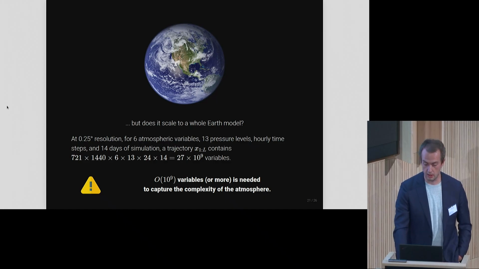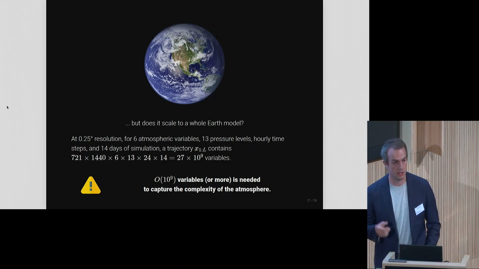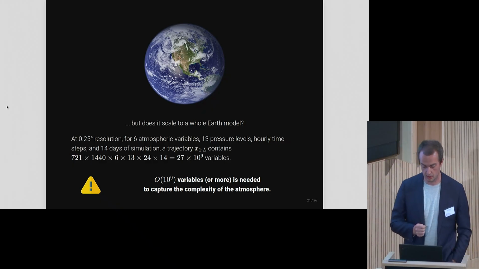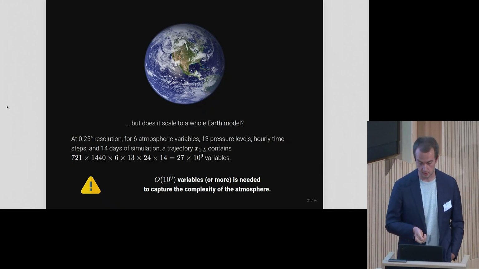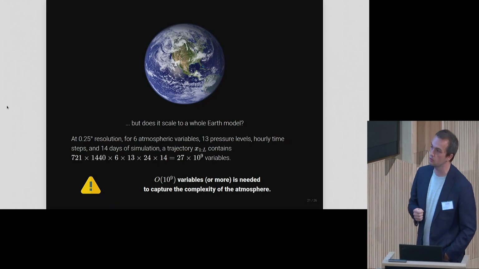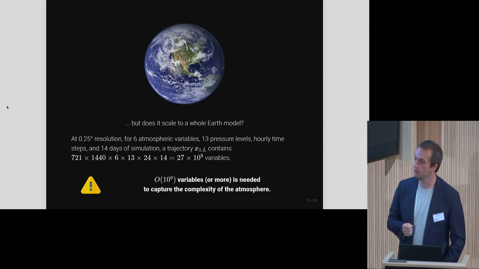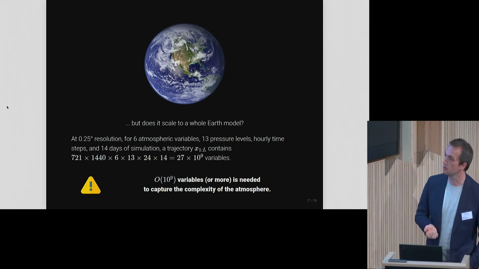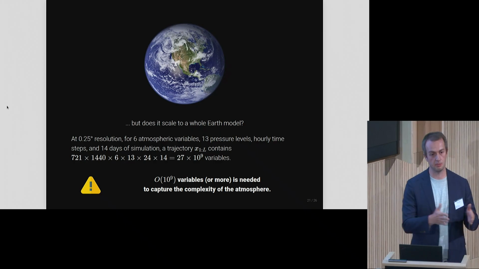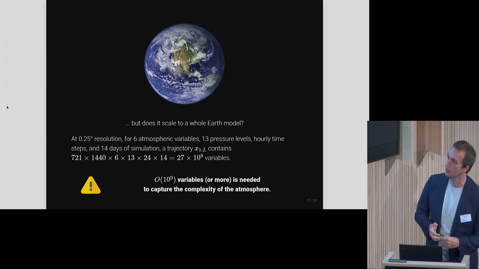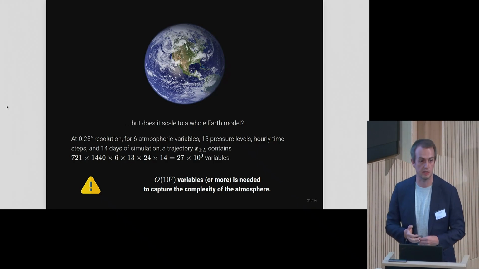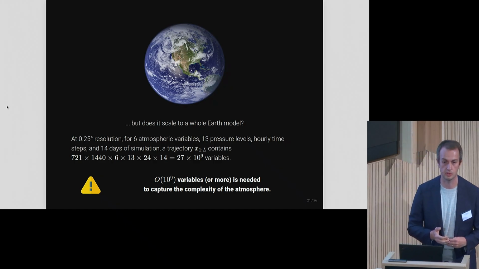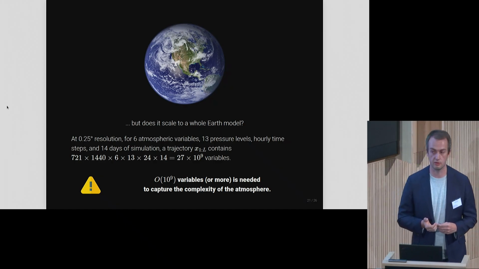If we want to capture the complexity of the atmosphere, then we need to work at very high resolution, and we need to account for many variables. So if, for example, we want to work at 0.25 degree resolution, account for 6 atmospheric variables with 13 pressure levels, hourly time steps, and we want to produce trajectories of 14 days, then if we add up all these numbers together, we would have in the order of 10 to the 9 or 10 to the 10 variables that we would need to infer. Okay, so that would be the dimension of our inverse problem.